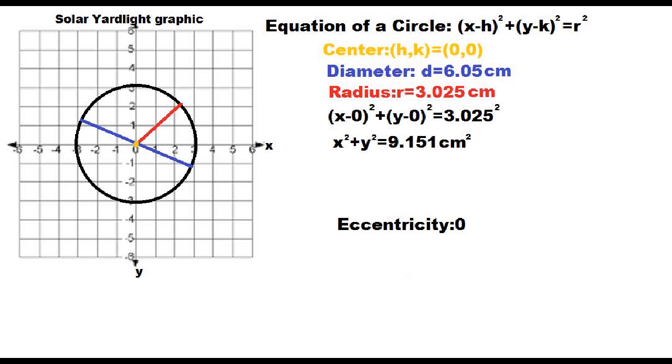Next, I decided to use my equation of the circle to find the equation of the top of the solar lamp. So I measured the diameter of the solar lamp, divided by 2 to get the radius. I put the center at 0, 0, then plug in the zeros for h and k, plug in the radius for r, and you end up with x squared plus y squared equals 9.151 centimeters squared.